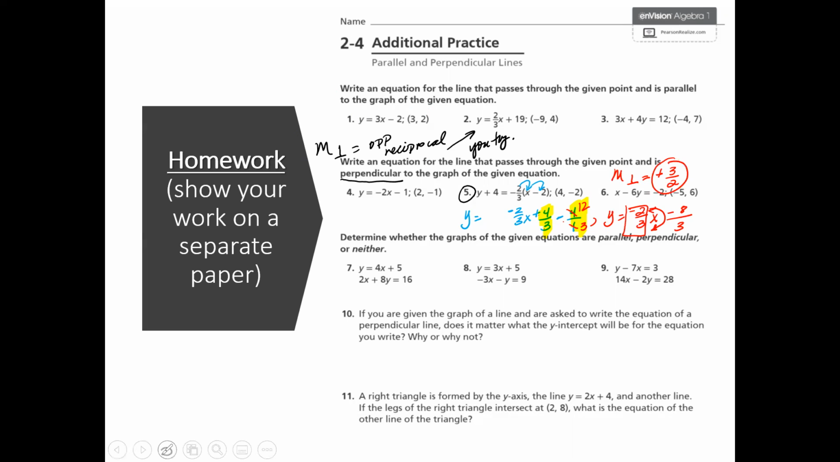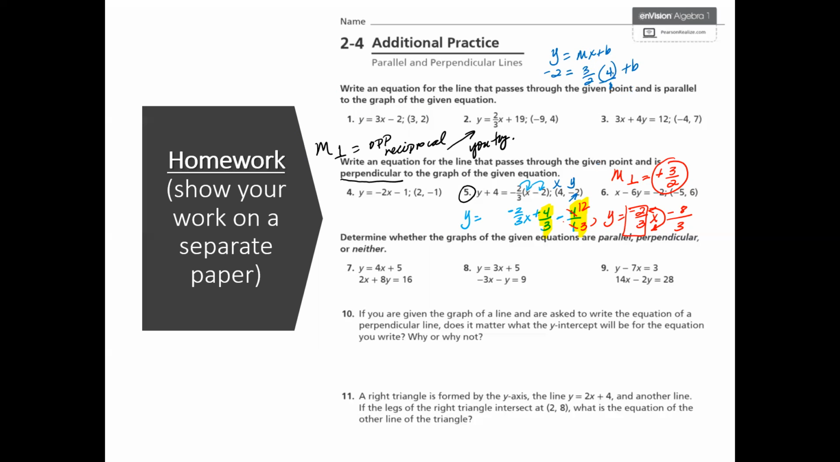There's my slope. Now I need to go ahead and use that alongside with my x and y value to find b. So let's give that a try. y equals mx plus b. My y value is a negative 2. My m value is a positive 3 over 2. My x is going to be a 4, plus b. Remember, there's a 1 underneath the 4.